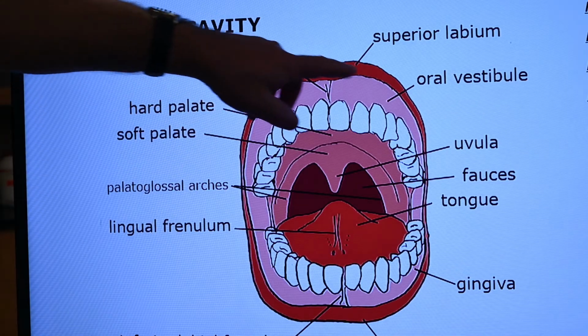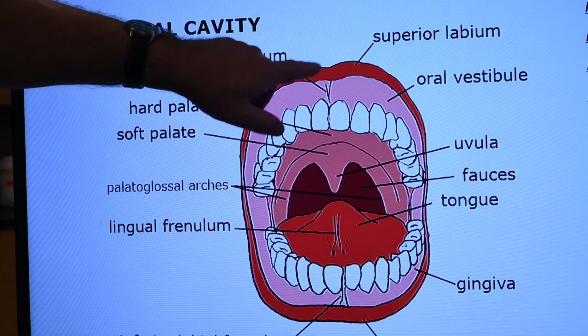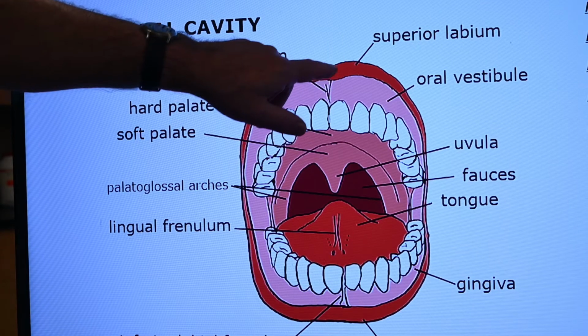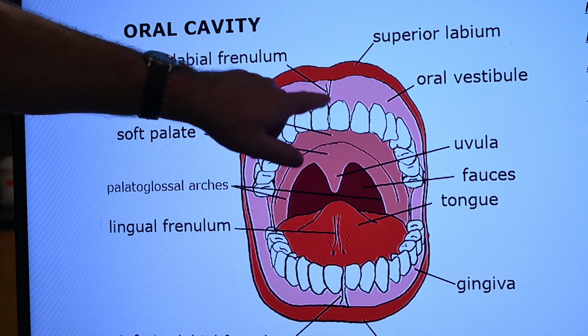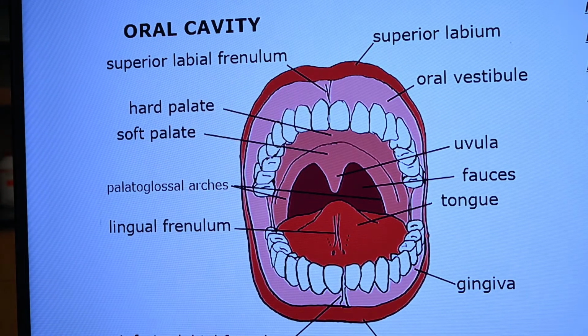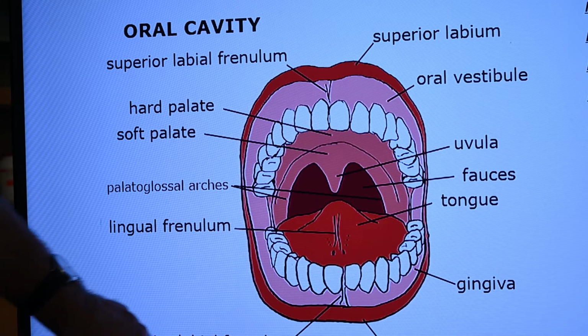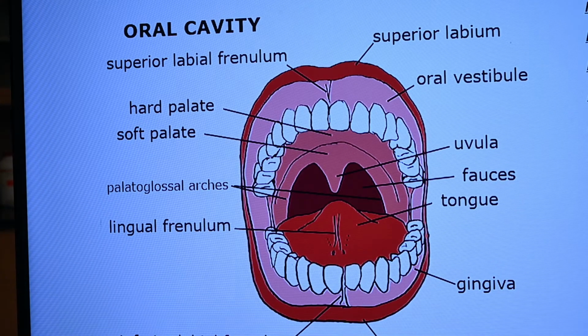The oral vestibule. In that oral vestibule, there's a tag of tissue that connects the middle of your lip to the middle of the front of your jaw, right there, the gum line right in the middle. It's called the superior labial frenulum. If you pull your lip out, you'll notice that that's a place where the tissue stretches very tight, makes a tight little tag of connection between the gum and the lip. Same thing is true on the lower lip. There's an inferior labial frenulum connecting your lower lip to your gum line there.